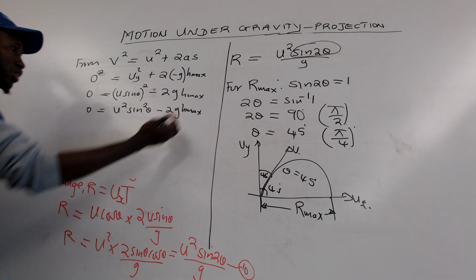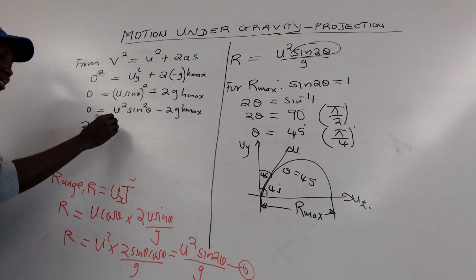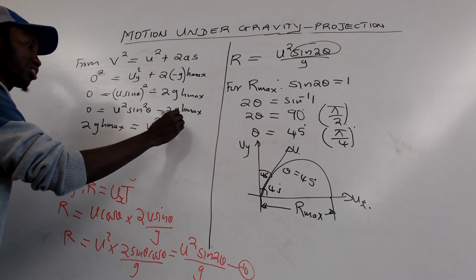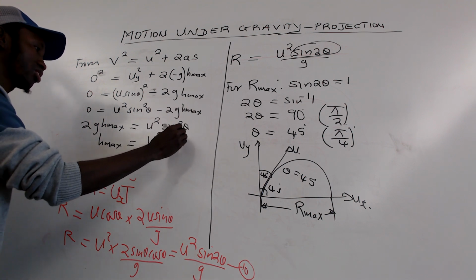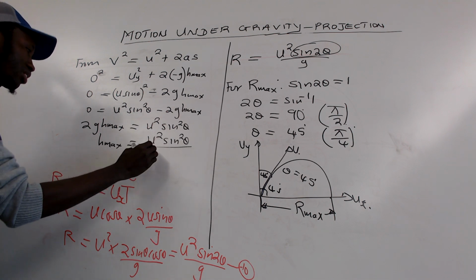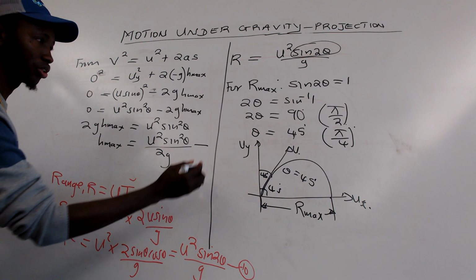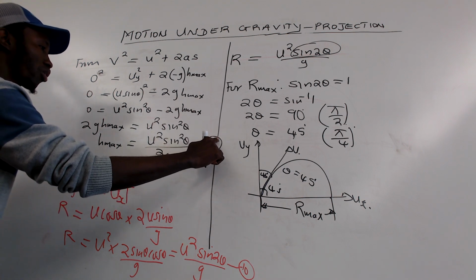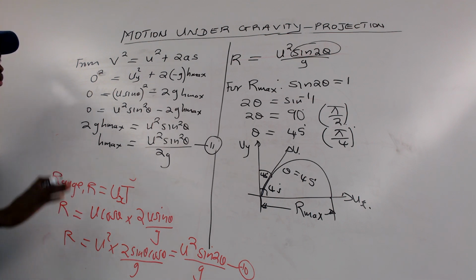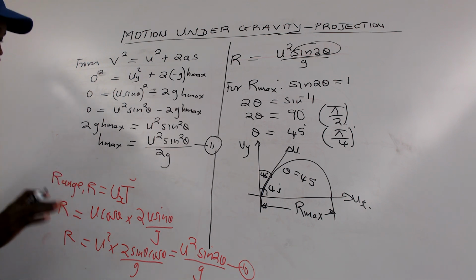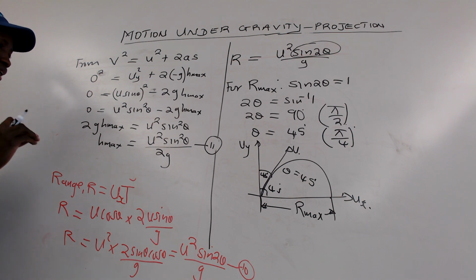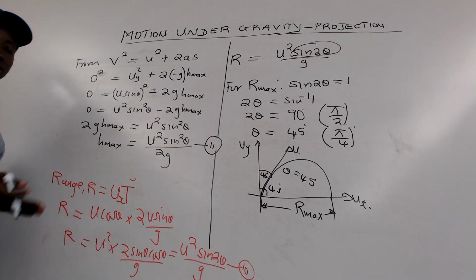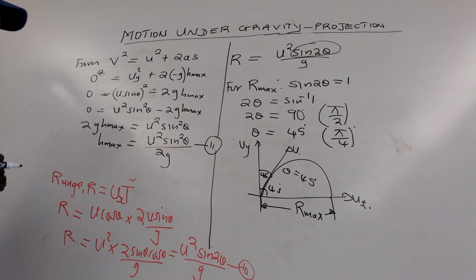If we continue, we transpose, so 2g h max equals u square sine square theta. We divide both sides, so we have h max equals u square sine square theta all over 2g. This gives us equation 11. So these 11 equations for basic motion under gravity, or basic projection, you can use to solve any problem relating to projection, be it vertical projection, horizontal projection, or inclined projection. So you'll be able to solve problems under this.